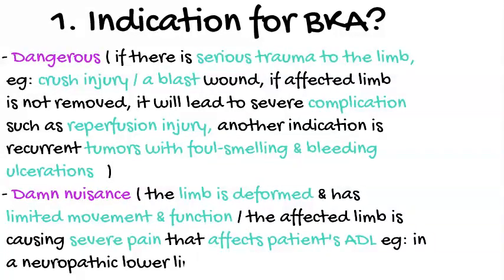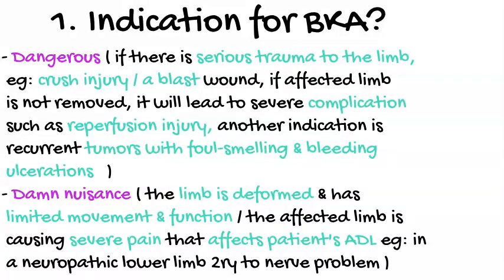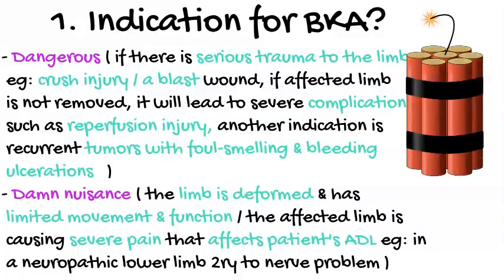The final indication for below knee amputation is damn nuisance, whereby the limb is deformed and has limited movement and function, or the affected limb is causing a severe pain that affects the patient's activity of daily living, example in a neuropathic lower limb secondary to a nerve problem, example in CRPS or complex regional pain syndrome, especially in type 2.